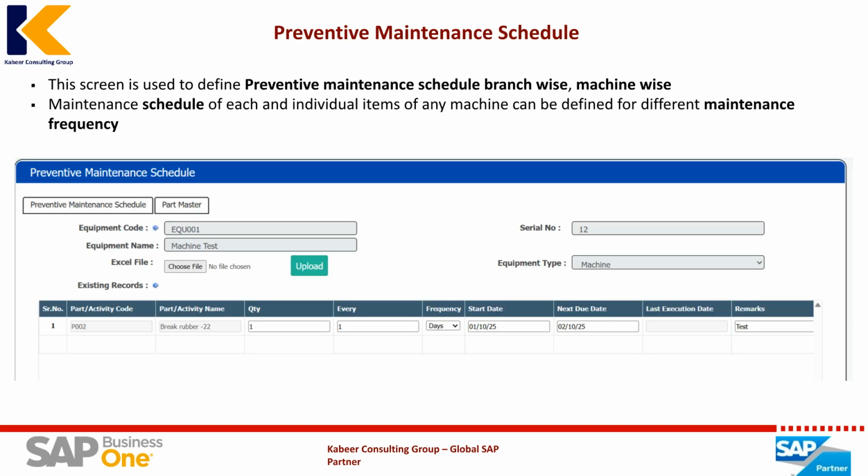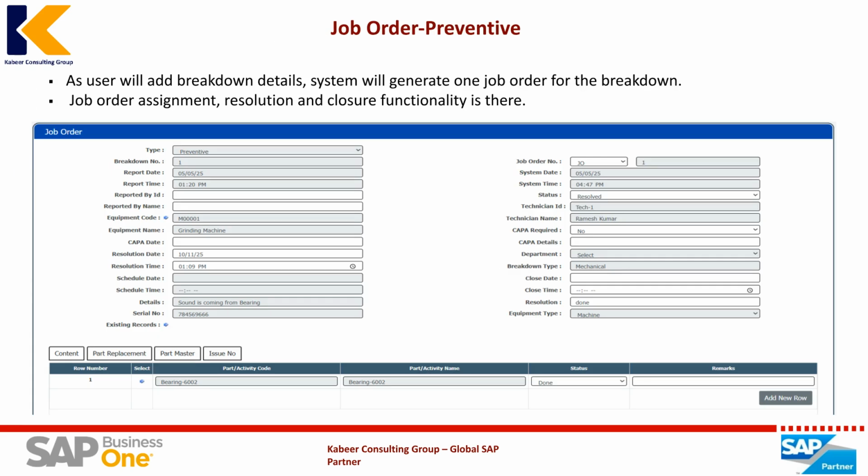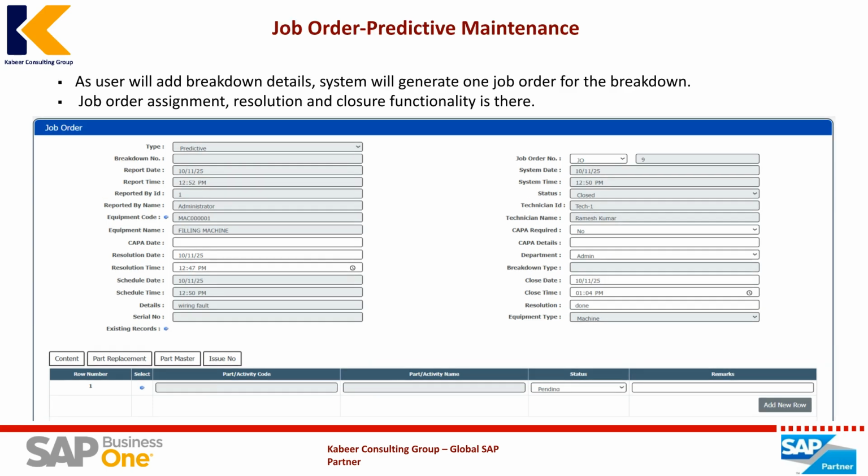The Preventative Maintenance Schedule screen is used to define branch-wise and machine-wise maintenance schedules with different frequencies for individual items. Adding preventative maintenance details generates a job order for assignment, resolution, and closure. Similarly, adding details for predictive maintenance generates a job order for assignment, resolution, and closure.